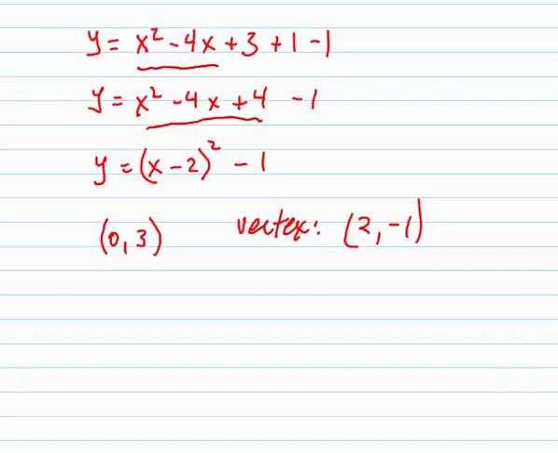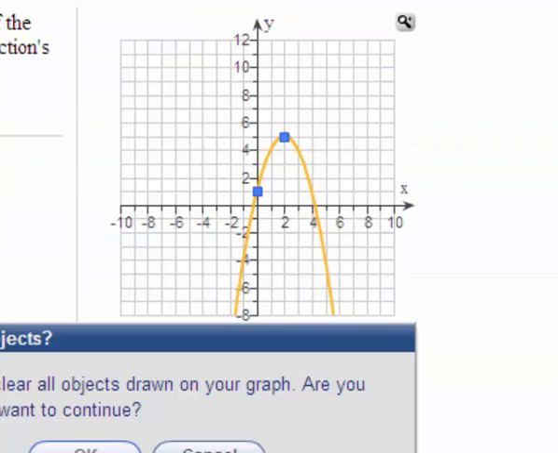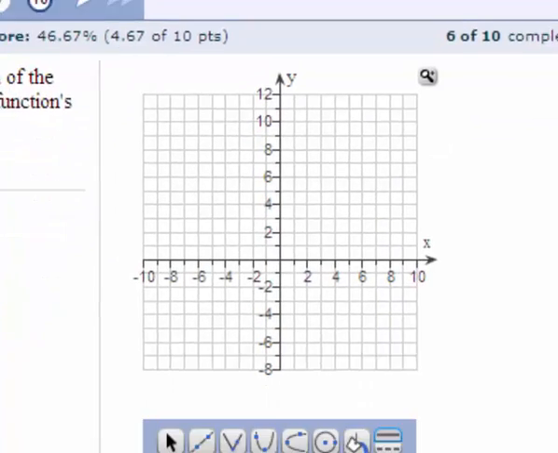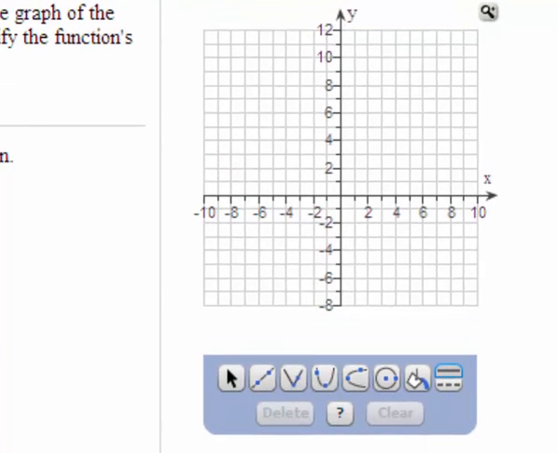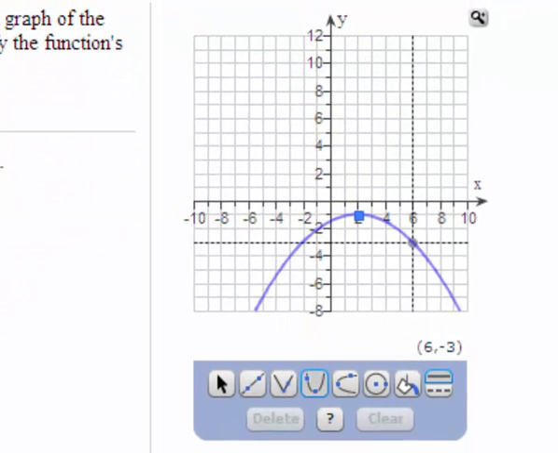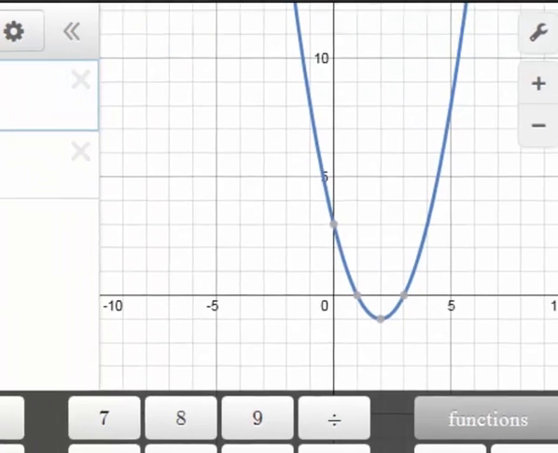Vertex 2, minus 1. So let's graph that. Let's clear that. And we have our vertex at 2, minus 1. There's 2, minus 1. And the y-intercept is 0, 3. Right, so we have the point 0, 3, and there's our graph, just like we see it on this guy right here.